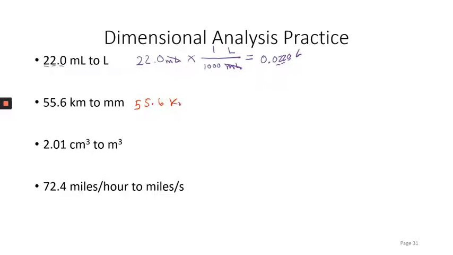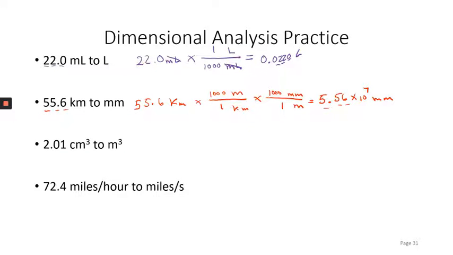55.6 kilometers to millimeters. So the unit kilometers is to go on the bottom. I don't know how many millimeters are in a kilometer, but I do know that there are 1,000 meters in 1 kilometer. So if I stopped here, my answer would be in meters, but I don't want meters. So I need to get rid of meters. I want millimeters. And I know that there are 1,000 millimeters in 1 meter. So then when I punch all of this, and I'm going to write this in scientific notation, three sig figs.